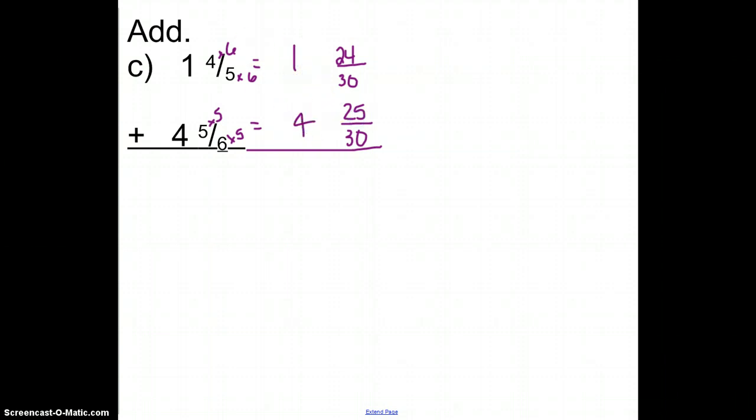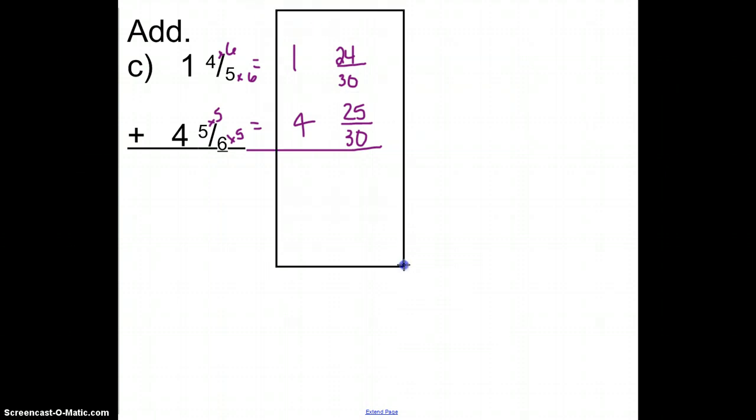Now my job really is going to be focusing on solving from using this column. So if I'm going to solve now from this column, 30 is the bottom number for both of these. It's going to be the bottom number over here. 24 and 25 added together would be 49. And 1 and 4 is going to be 5.